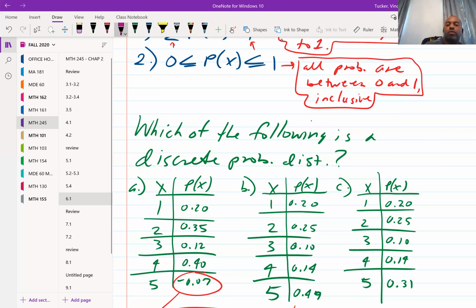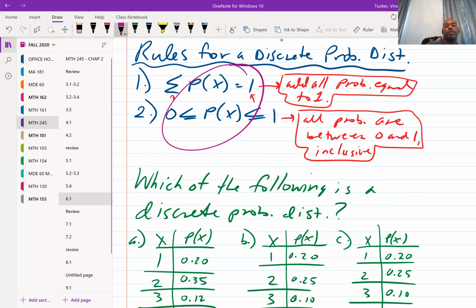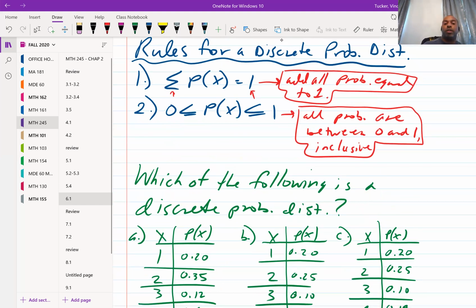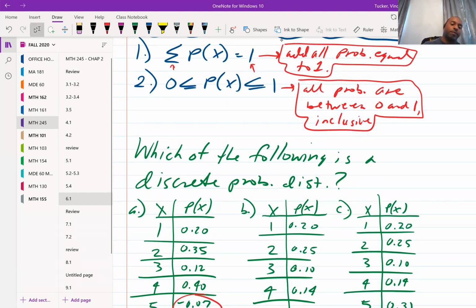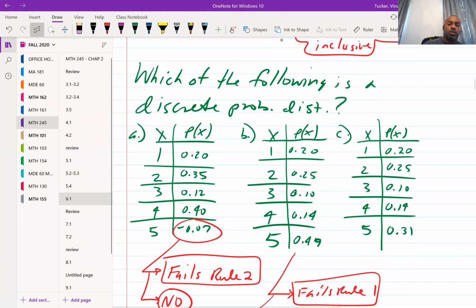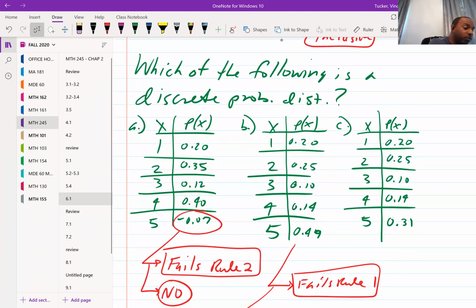All right, so let's look at the first one, and we're going to ask ourselves, does it break any of the rules? In rule 1, adding up all the probabilities, the result has to be 1. And in rule 2, is each one of our probabilities between 0 and 1? For the first one, we see negative 0.07, so that fails rule 2. That's less than 0. It's impossible for your probability to be negative and fit a discrete probability distribution. So A does not work for us.